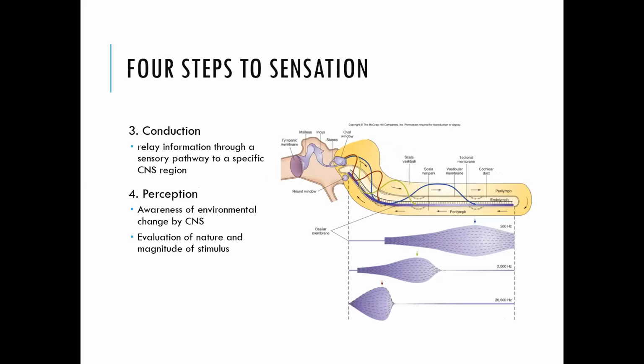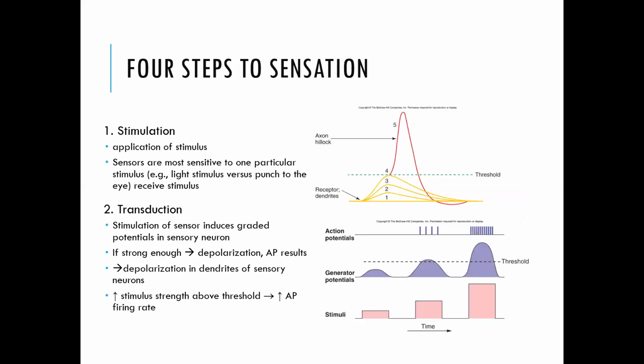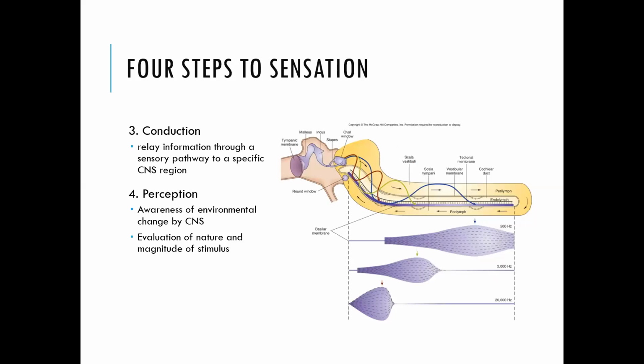of conduction. So in your third step, because the stimulus is high enough to generate an action potential, it's now going to conduct that action potential to the central nervous system. So the information is relayed through a sensory pathway. And then in our central nervous system, we're going to have perception. So there's awareness of the environmental change. Your brain is aware now of something that is taking place in the environment. It's going to evaluate the nature of that stimulus and then send out a response. So those are your four steps. We had stimulation, transduction, conduction, and perception.